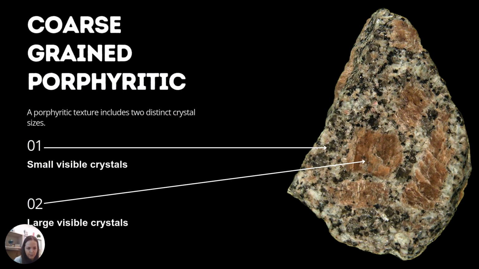With coarse-grained porphyritic, there are still two different crystal sizes, but they're both visible. So you can see the larger crystals there that are pink, and then the black and white that are a little bit smaller.